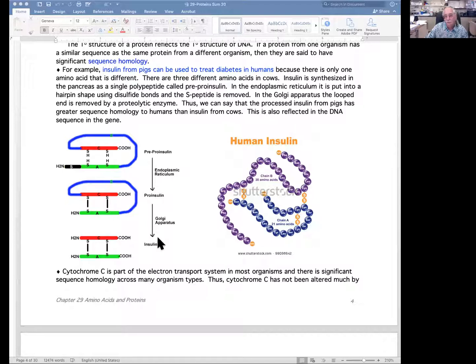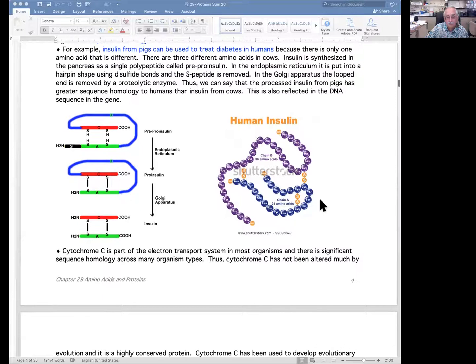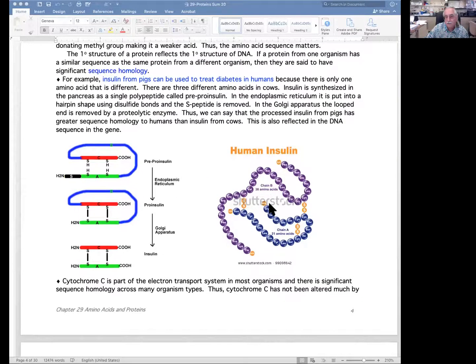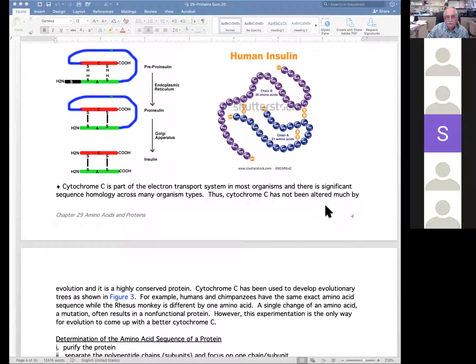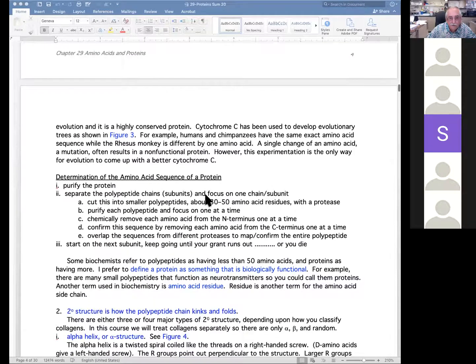But now if we're looking at sequence homology, we can see that, yeah, the insulin from pigs is very, very similar to the insulin in humans and actually can be used in humans. That's called sequence homology. That means that if the proteins are the same, the genes are also going to be the same or similar. And cytochrome C is a very well conserved protein. It doesn't change very much between species, and so it was used to create a phylogenetic tree, which is what figure 3 was.